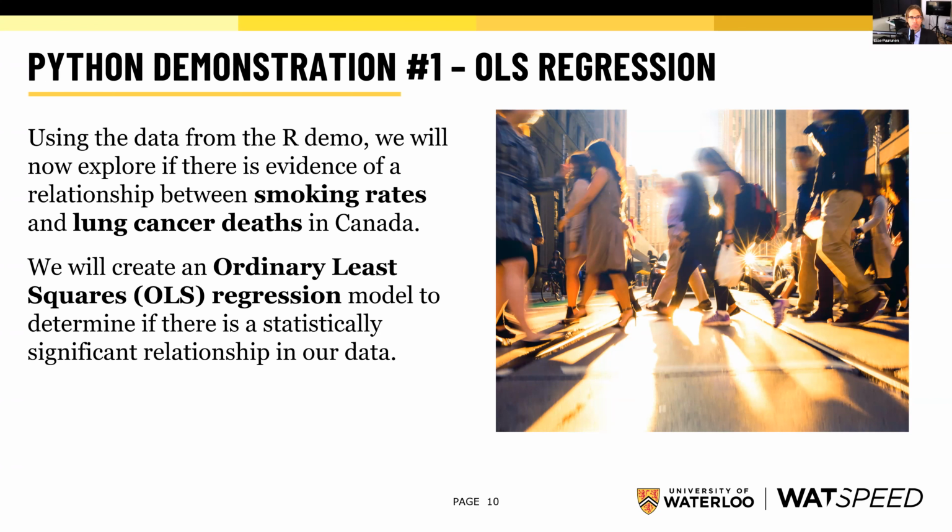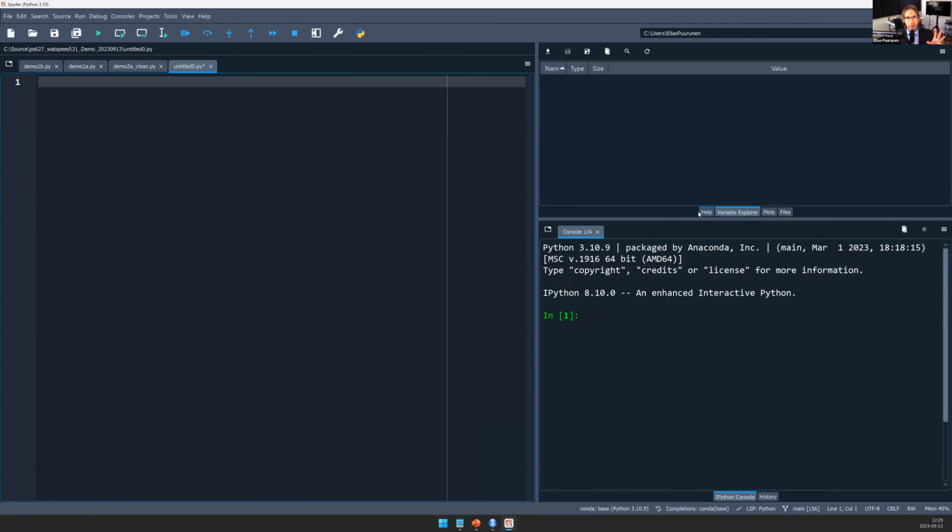So we'll be using the same data in our Python demo to explore if there's a relationship between smoking rates and lung cancer deaths. So we're going to build the same regression model. So now I'm going to flip over to the Spyder environment. This is the editor that we use in the DABI courses to run our Python code.